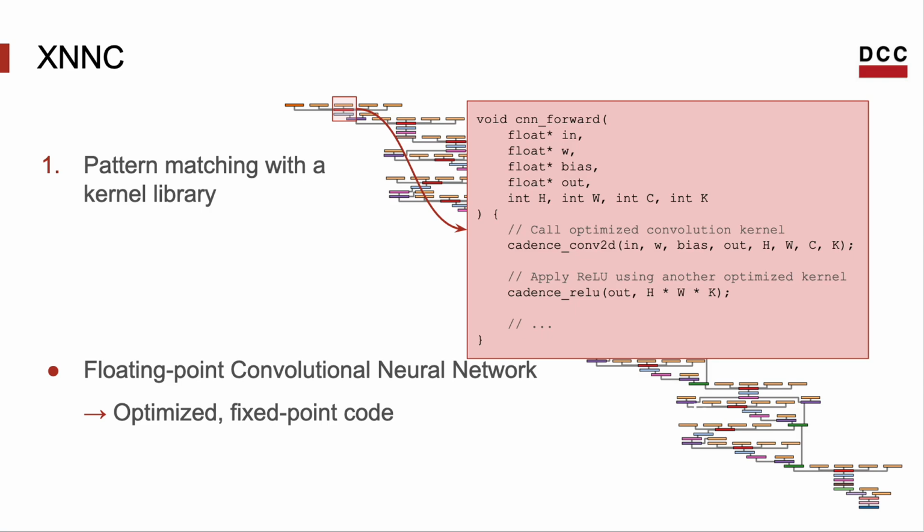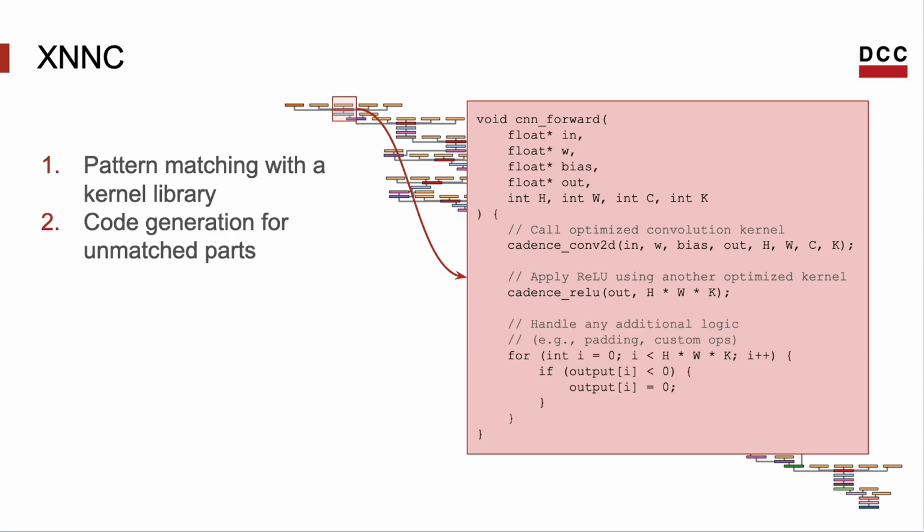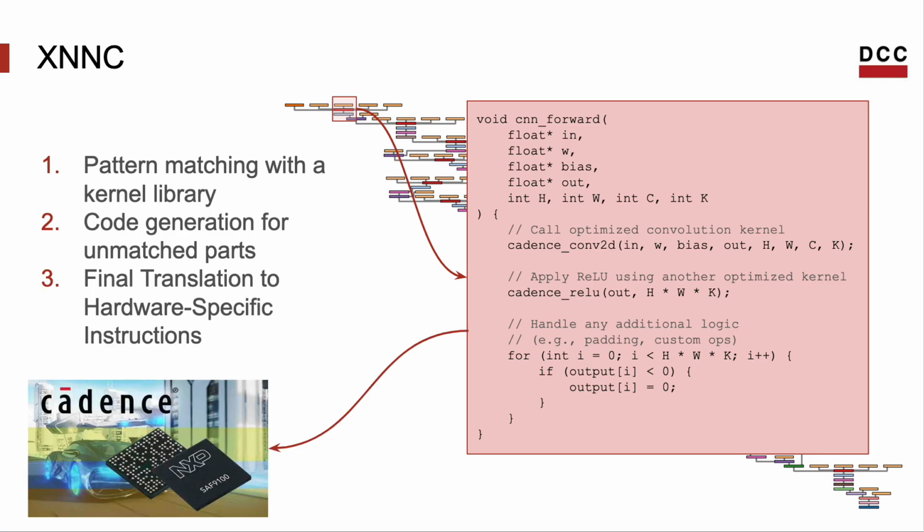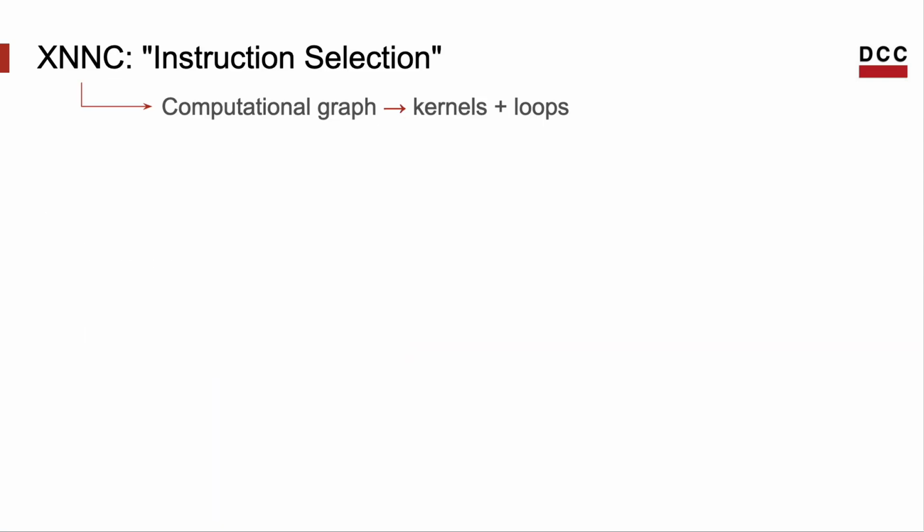Sometimes the pre-built kernel library of XNNC will not have a particular kernel already made, and then it will have to generate some gluing code that we can use to implement the neural network. Then it will translate this C++ code into machine code that will run on some embedded device like a digital signal processor, as I mentioned before. So XNNC, again, is what we call a tensor compiler, an AI compiler.